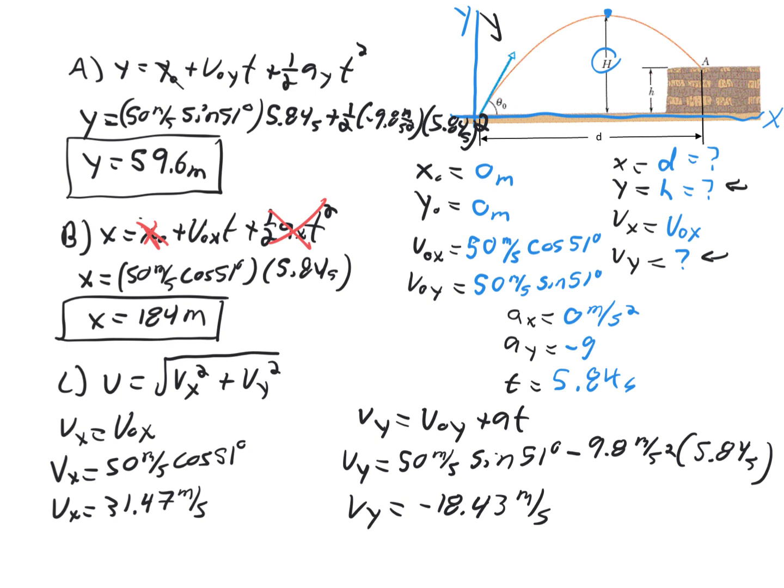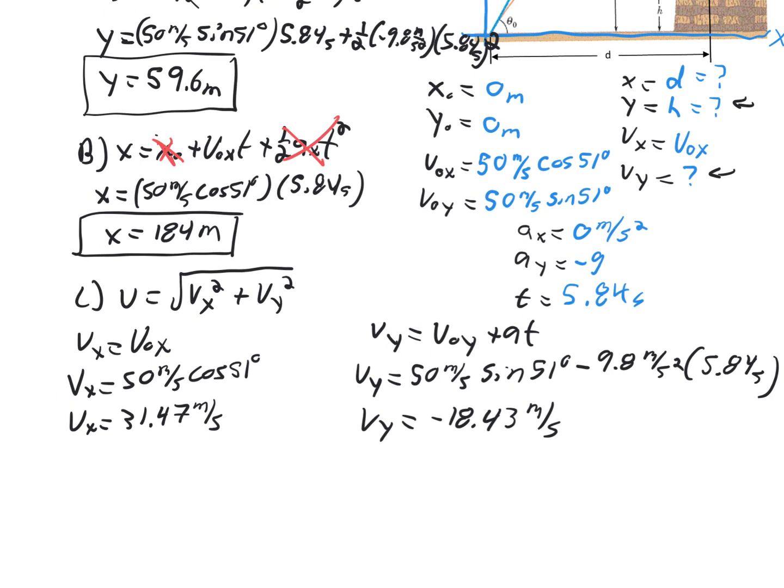So let's do a does-it-make-sense check. First of all, it's negative. Does that make sense? Yes, it's moving down at the time of impact. Secondly, it's less than our initial velocity in the y direction. That too makes sense since it's ending at a height above where it started.